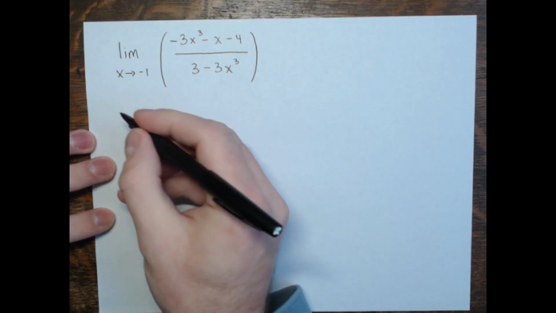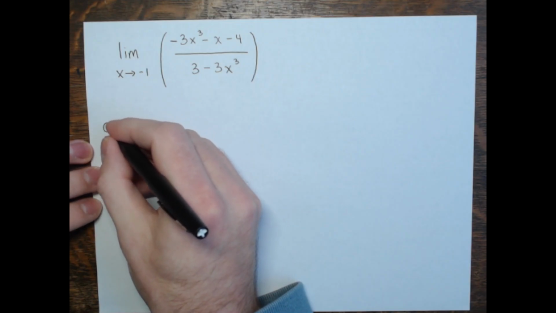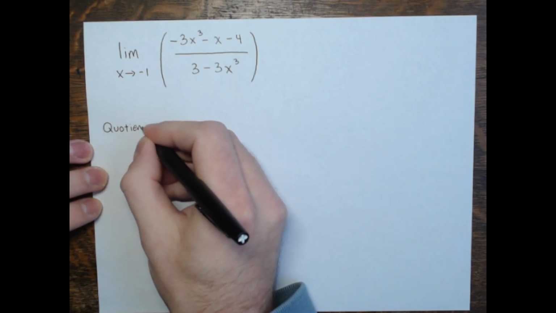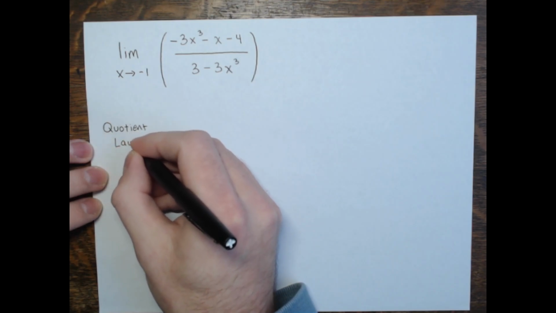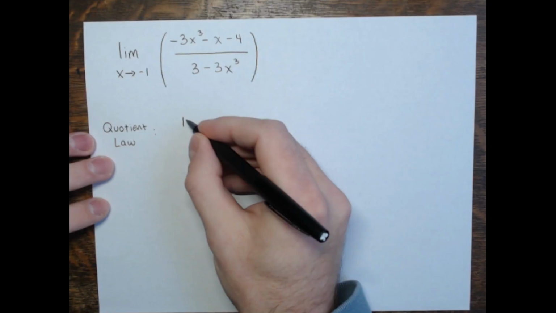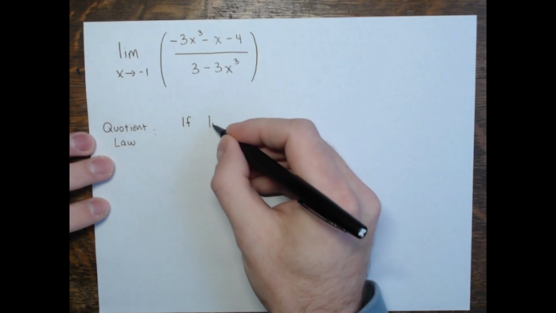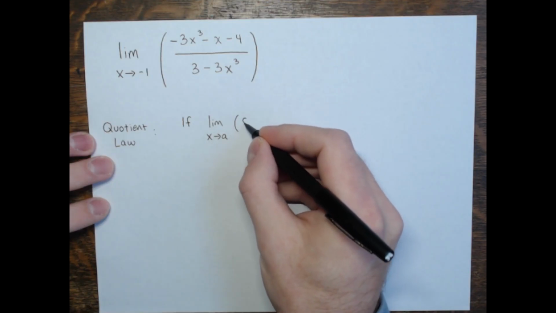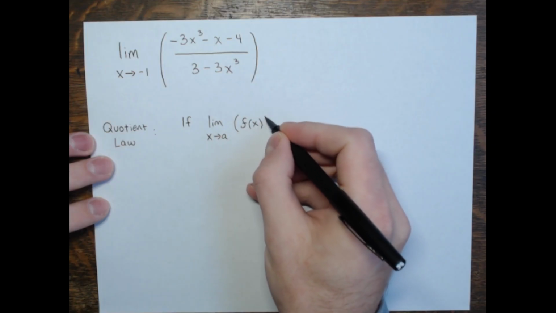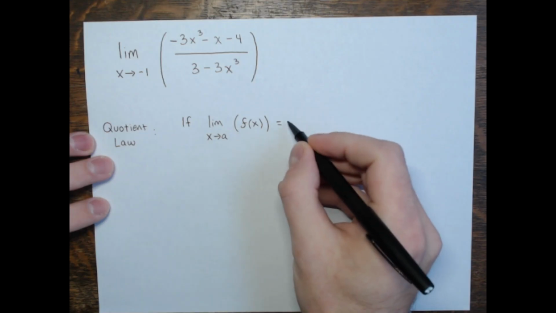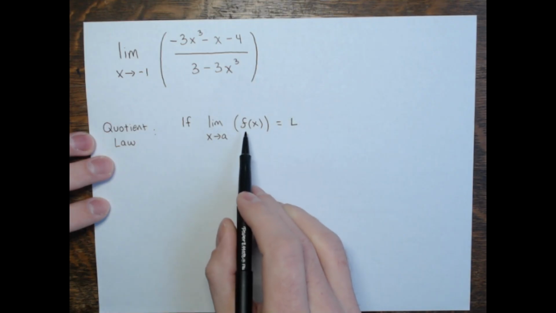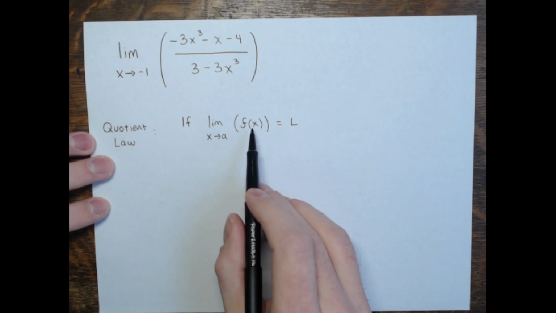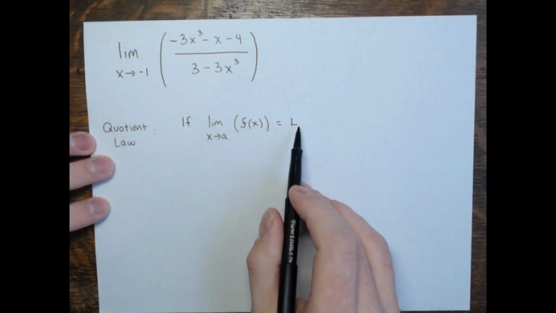So one of the laws that you will come across in the reading or in the further instruction is the quotient law. That is, if the limit as x approaches a of f of x exists and is L, right? So for some expression, when x gets nearer and nearer to the a value, f of x gets closer and closer to having a value of L.